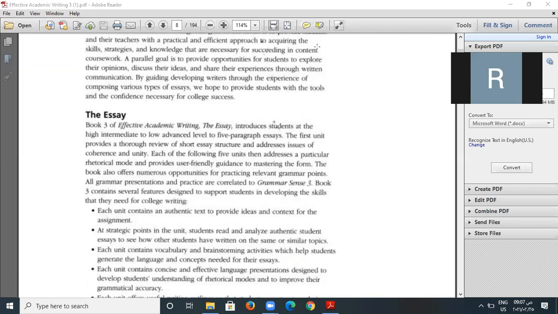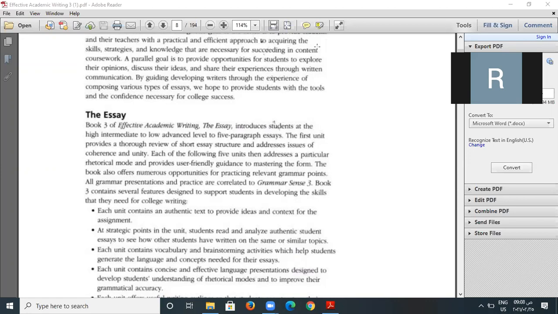At a strategic point in the unit, students read and analyze authentic student essays. We have authentic essays written by students. So we have to read and analyze these essays to see how other students have written on the same or similar topic. So the goal is what? To analyze these essays and to find out how other students have written such essays.